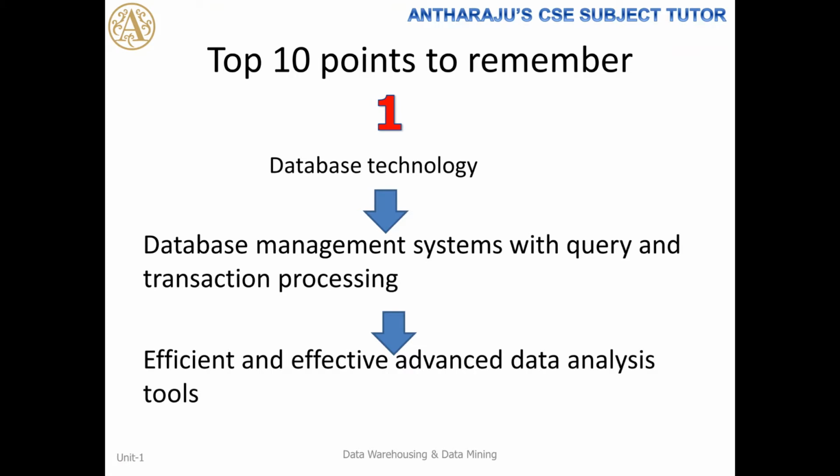So we have to remember. First point, the data mining technology started with the database technology initially. This is the origin. First, database technology evolved into database management systems. After that it became an efficient data analysis tool, so that became the data warehouse as well as mining. So this is the evolution. It started from the database. That is the first point.